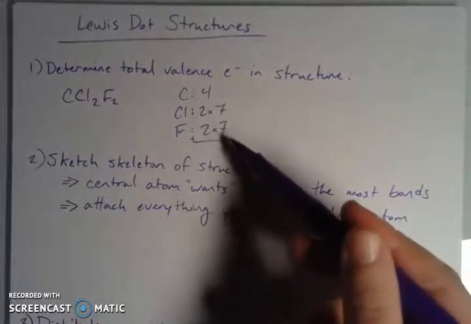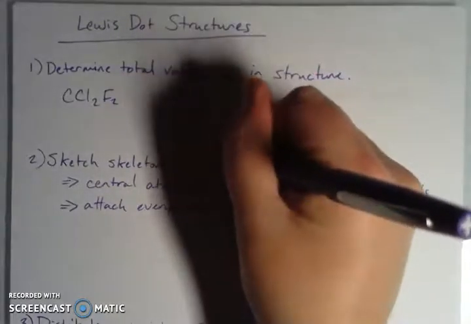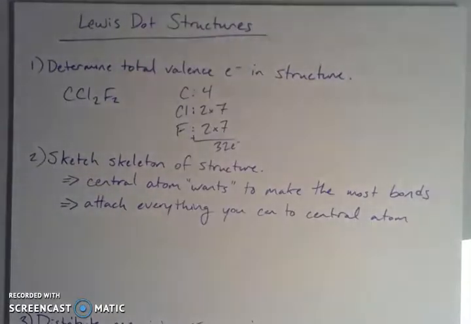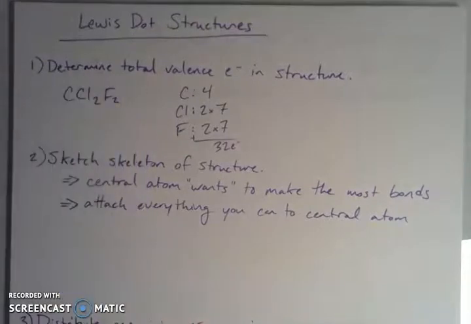So for this one, I have 14, and 14 plus 14 is 28, plus 4 gives me 32 electrons that I'm going to be working with. So 32 for this compound, which is all nonmetals.